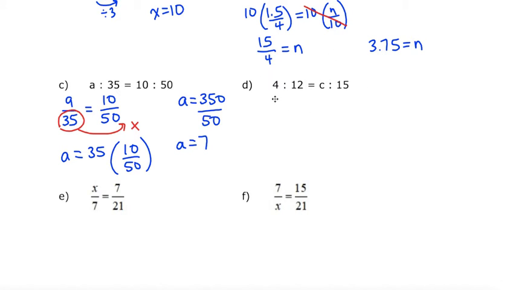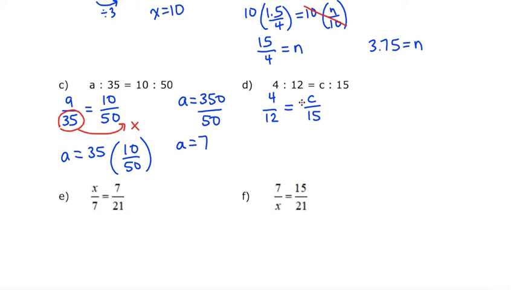So then the next one, again, if it's not given to you as a fraction, it's easier just to write it as a fraction. So 4 over 12 is equal to some unknown number, that's c, over 15. And again, we want to isolate for c. We want c all by itself. And we do that by multiplying both sides by 15.